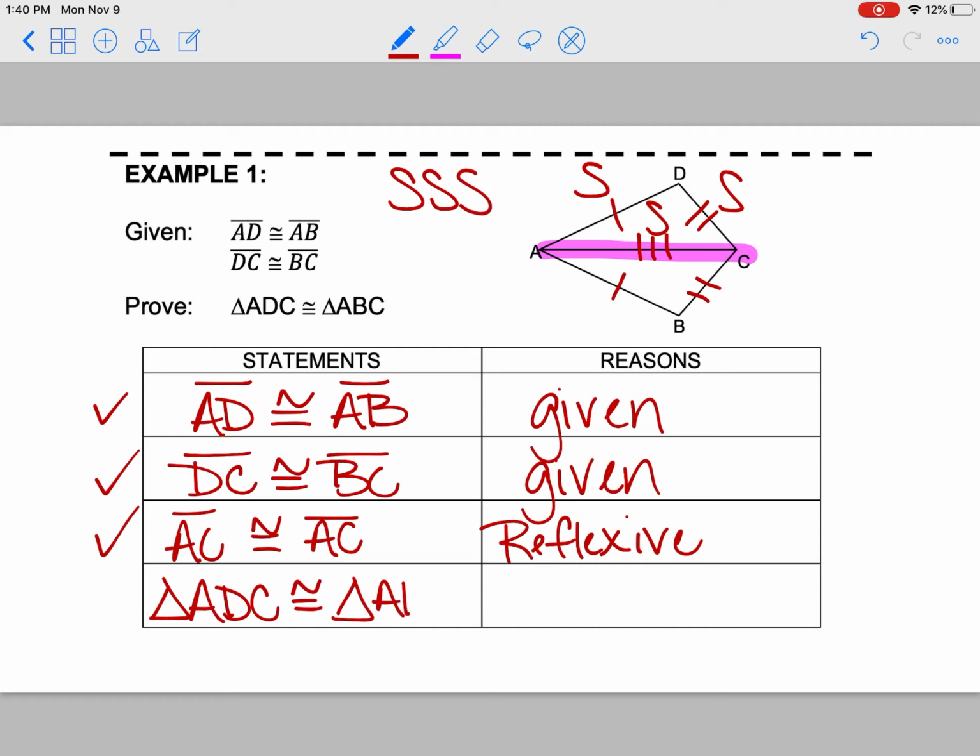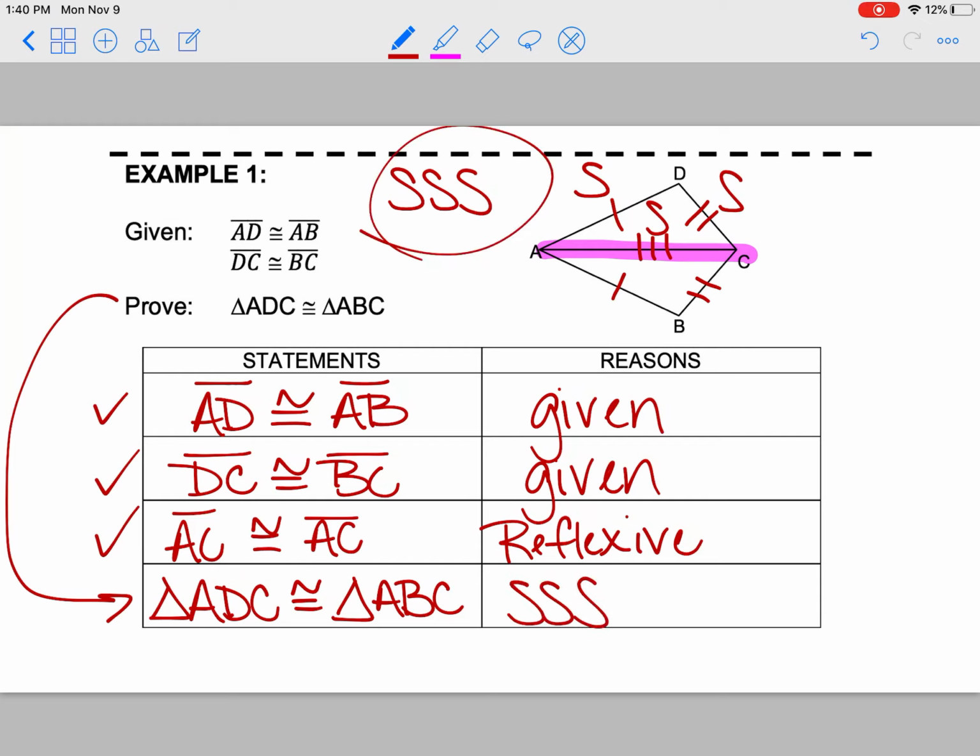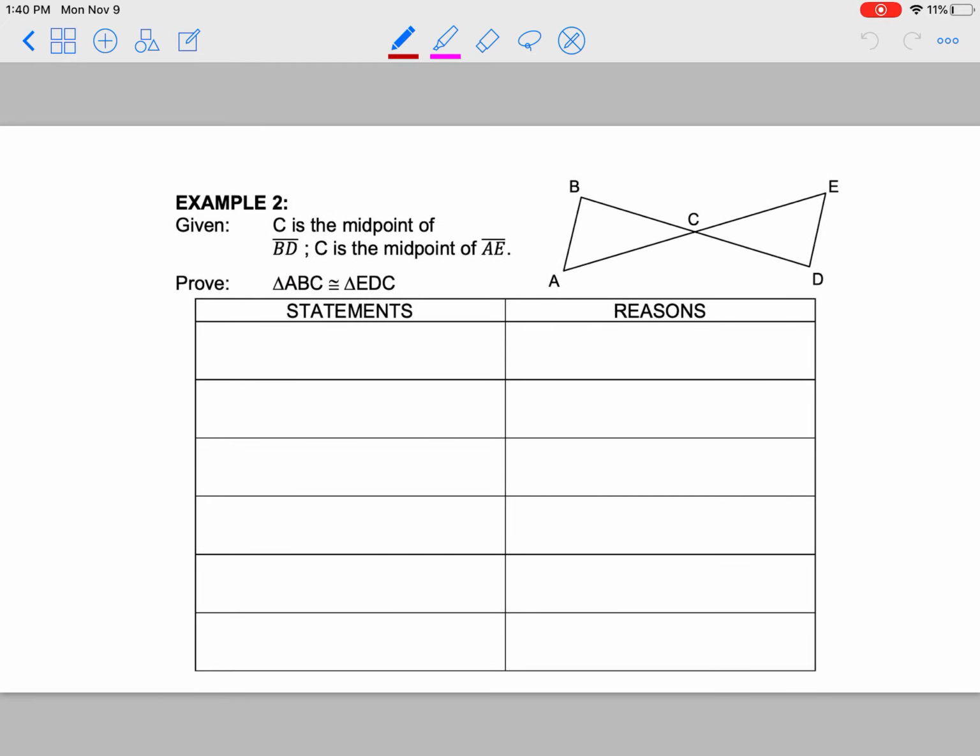So bring your prove statement down. Okay, I got that from the proof statement. And then the reason is what we found earlier. So side, side, side. Okay, let's practice another one. Let's look at our picture first.